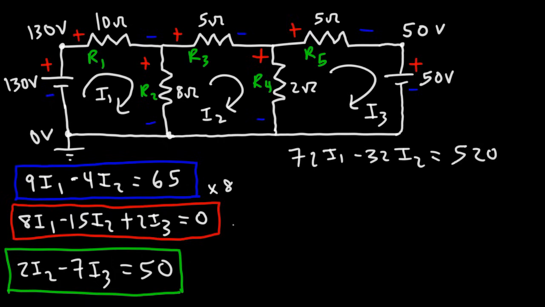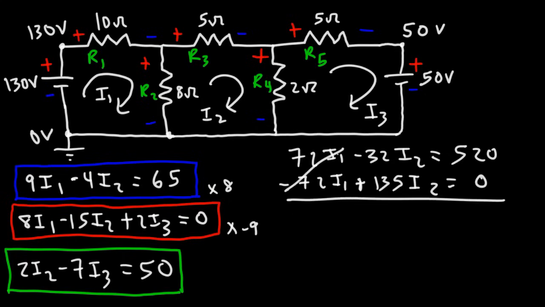Now, we're going to multiply the equation in red by negative 9. 8 times negative 9, that's going to give us negative 72. Negative 15 times negative 9, that's going to give us positive 135. And then 0 times negative 9 is 0. So adding these 2 equations, those values will cancel. And so we're going to have negative 32 plus 135.